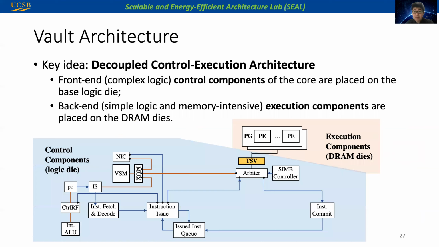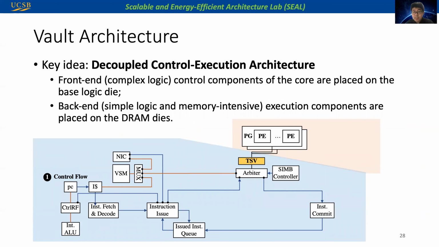The key idea of vault architecture is decoupled control execution scheme, where the front-end complex control components of the core are placed on the base logic die, and the back-end simple and memory-intensive execution components are placed on the DRAM dice. iPIM adopts a simple in-order core design, where each cycle an instruction is fetched based on control flow information. In the next stage, the instruction ECU logic will check data dependency for the current instruction.